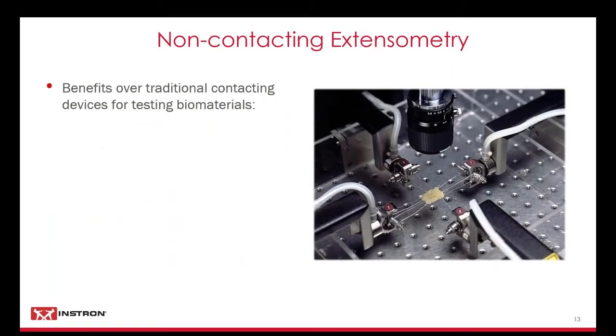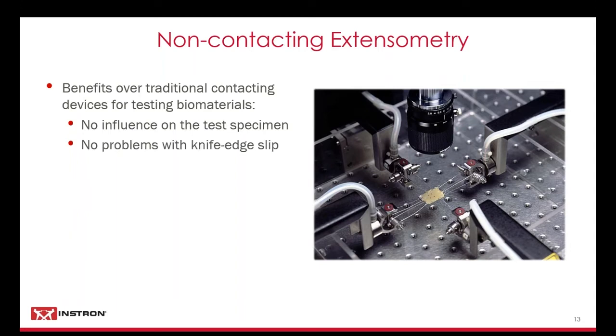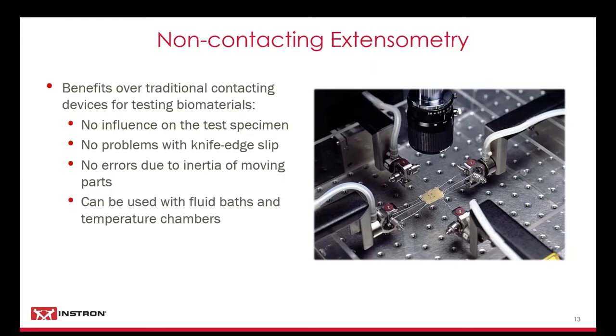So that brings us to non-contacting extensometry. There are certain benefits over traditional contacting specifically for biomaterials. There's no influence on the test specimen itself other than placing marks on the specimen. You don't have to worry about knife edges slipping on the specimen, if you could even fit them on there to begin with. Of course, sometimes in a very fast test or a cyclic test, there's the inertia of the extensometer itself hanging on the specimen that can cause issues. And non-contacting extensometry can be used in fluid baths or temperature chambers.